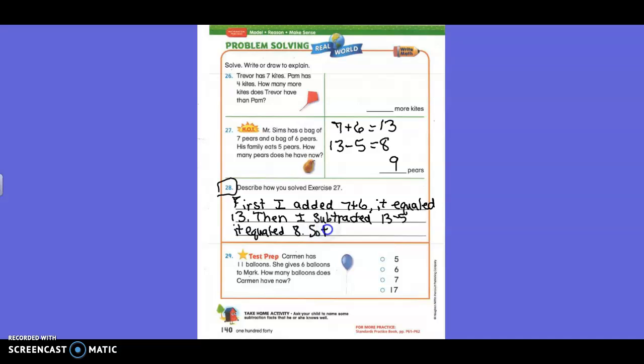So they had, or no, it did not equal 8. What did it equal? 13 minus, oh yeah, it did. Why did I write 9 right here? Oh, because I know you said that, but I didn't know why. So they had 8 pears left.